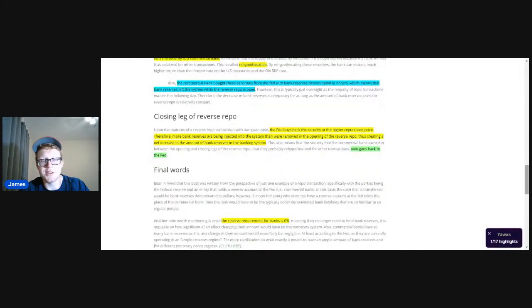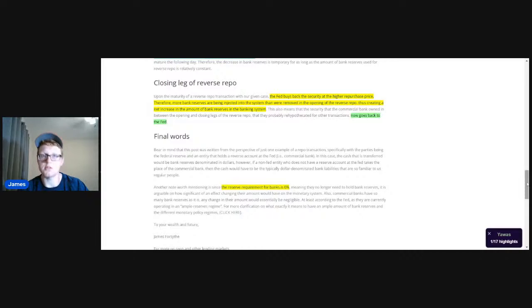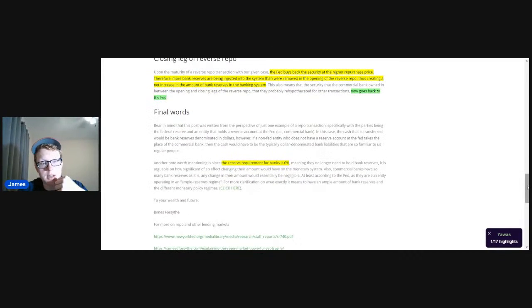Some more nuance is the reserve requirement is 0%, and so it doesn't really matter if the banks have bank reserves or increase bank reserves by this minuscule interest payment that they get. Doesn't really matter, because you can argue that they really don't need bank reserves. Also, for the simple fact that, by the Fed's own definition, they're currently operating in an ample reserves regime, which I made another post about, which is, click here in the caps.